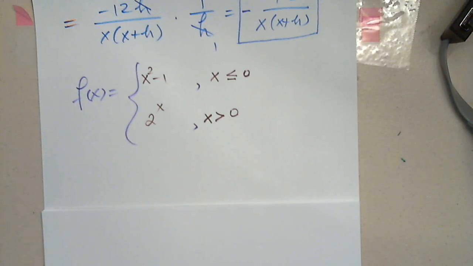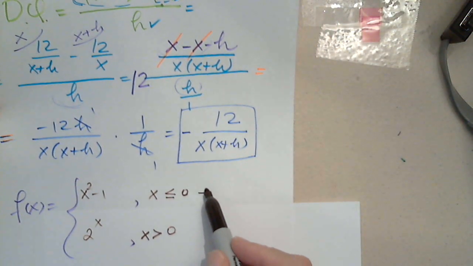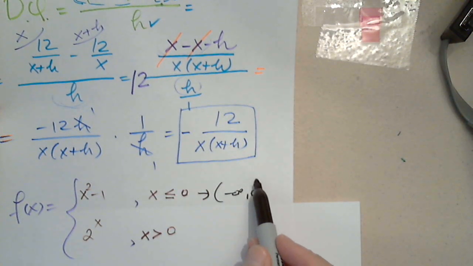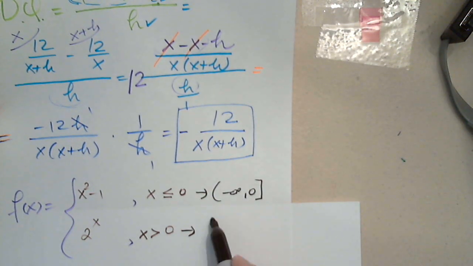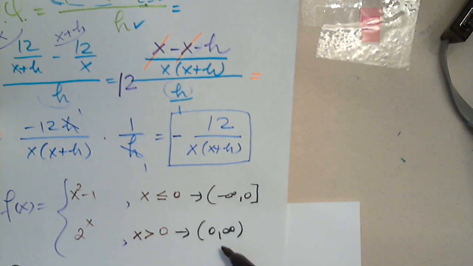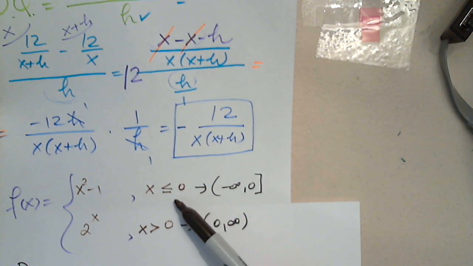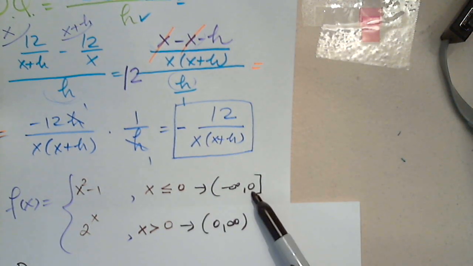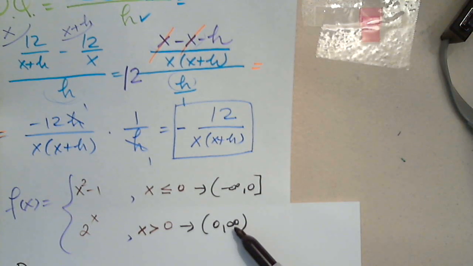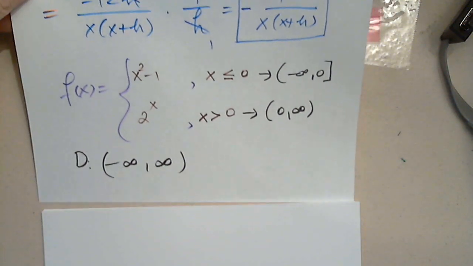Our first step must be the domain. So I will change this into negative infinity to 0, and I will change this into 0 to infinity. Obviously, the function is defined everywhere, because this is defined everywhere, this is defined everywhere, and 0 is there. So everything is there. No problems here.